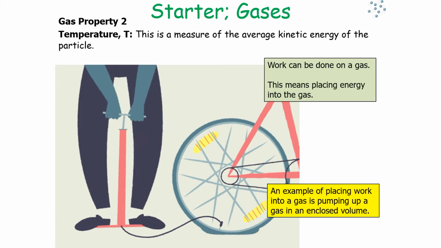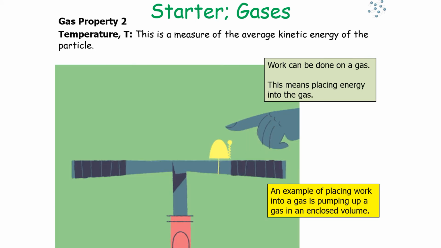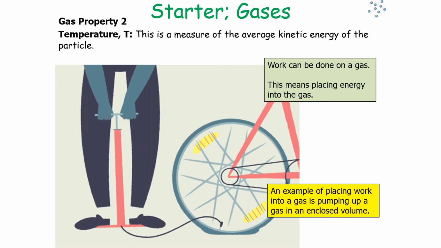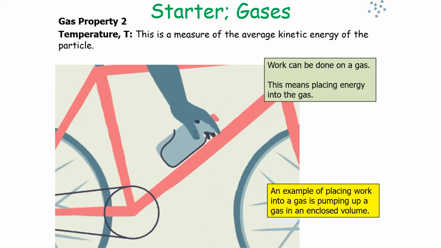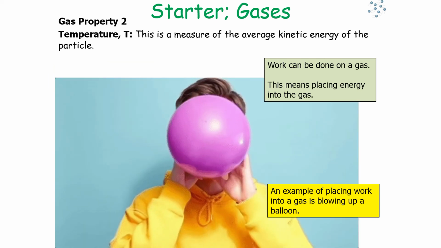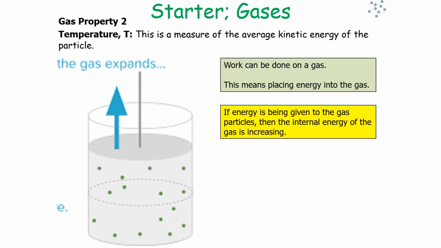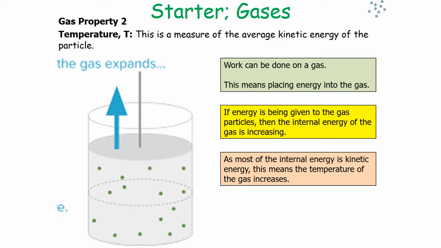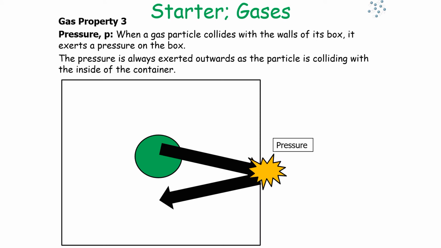Work can be done on a gas, which means placing energy into the gas. An example of this would be to pump up a gas in an enclosed volume. Another example would be to blow up a balloon. This is an important idea because if energy is being given to the gas, then the internal energy of the gas is increasing. As most of the internal energy of the gas is the kinetic energy store, this means the temperature of the gas increases.